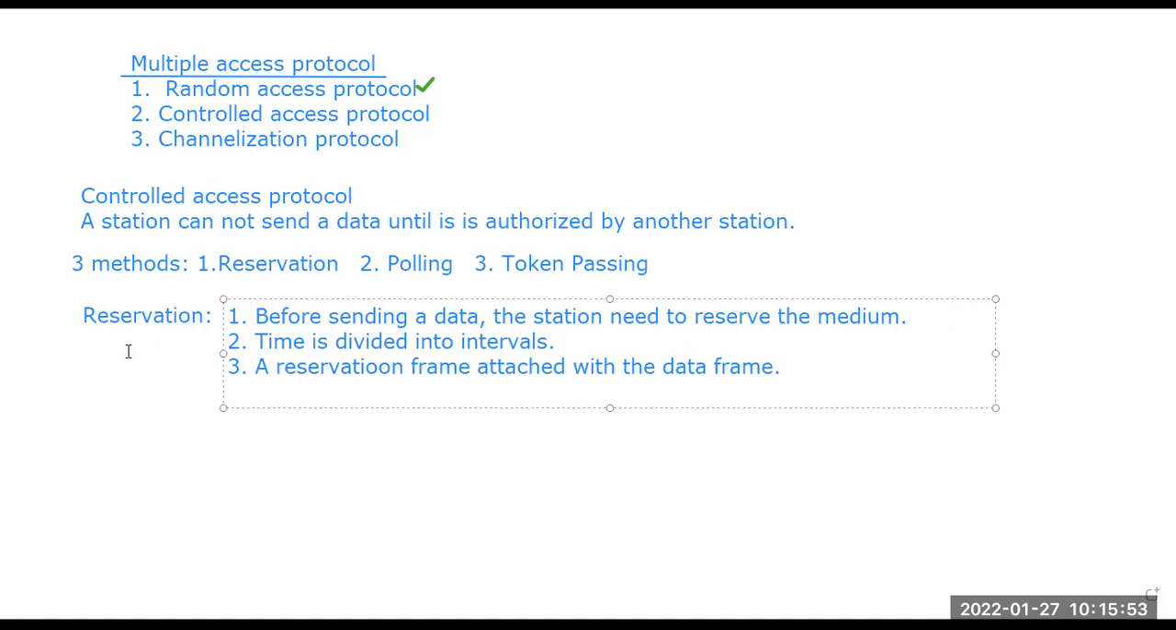We need to reserve the path, the particular medium, so that the station can send the data, and when the station is trying to send the data, the reservation frame needs to be attached with it also. This reservation frame is an important part. After this reservation, the next process we can talk about is polling. The second process is polling.